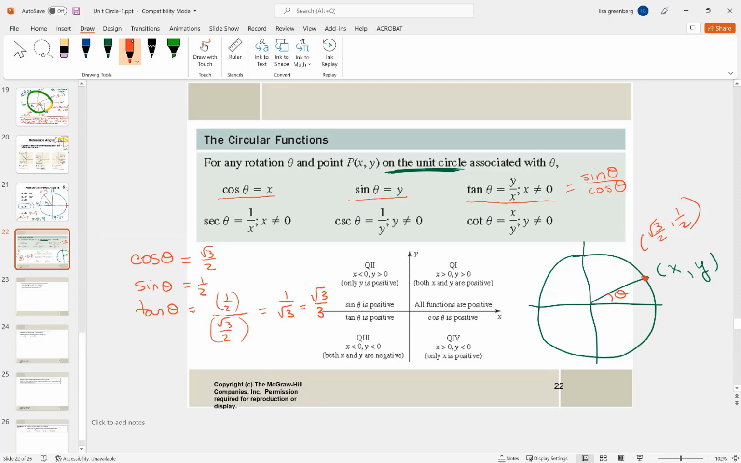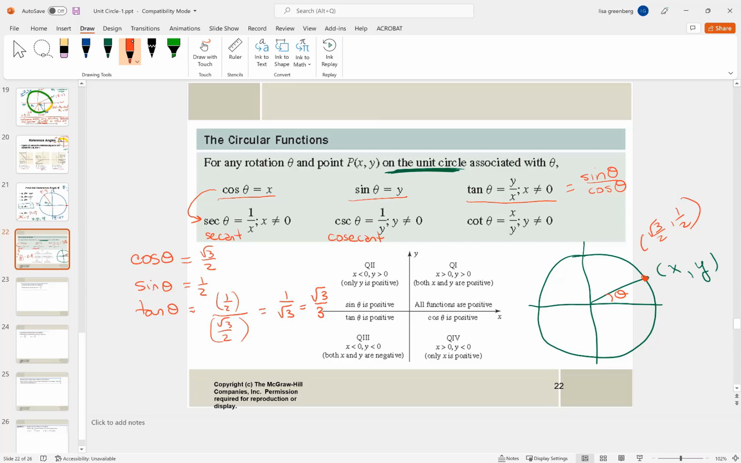Then we have secant, cosecant, cotangent, which are literally just the reciprocals. The reciprocal of cosine is secant, and all I did is say it's 1 over X. The reciprocal of sine is the cosecant. So this is secant, and this is cosecant. So the cosecant is 1 over the sine.